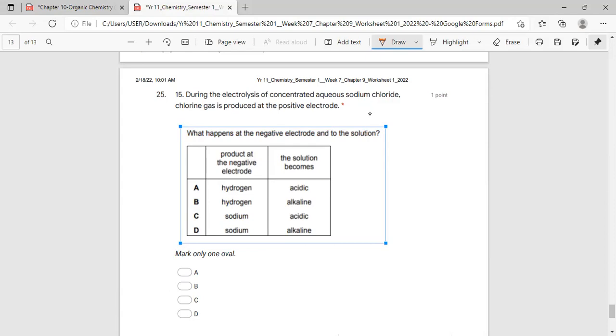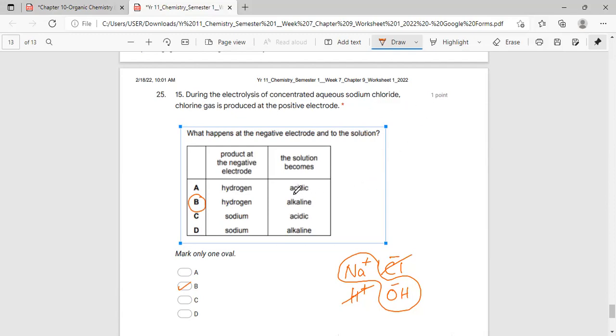If you have revised the chlor-alkali process, we learned that in the electrolyte, which is concentrated sodium chloride solution, you have Na plus ions and Cl minus ions from the sodium chloride. You have the H plus ions and OH minus ions from water. The hydrogen ions form hydrogen gas. The chloride ions form chlorine gas. The sodium and hydroxide ions become good friends and form sodium hydroxide, and sodium hydroxide is an alkali. So the answer is B. At the negative electrode, the product is hydrogen and the solution becomes alkaline.